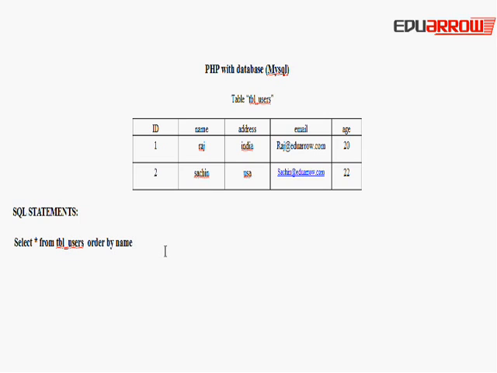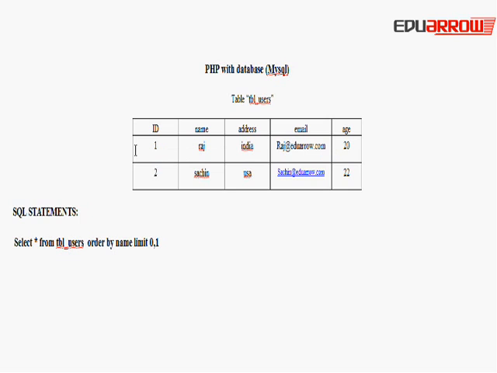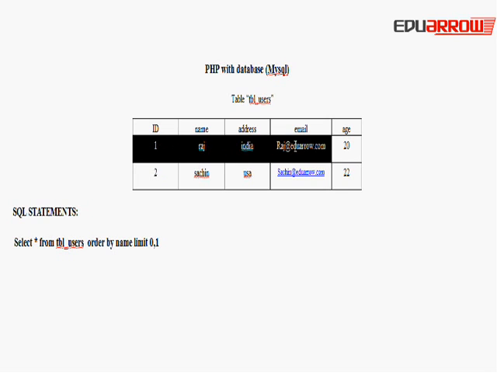Now if we want to display a limited number of records from a table, then we will use LIMIT, starting point comma number of records we want to display. This statement fetches only one record from index 0. This is index 0, this is index 1. So it will display only this record once we execute this select command.